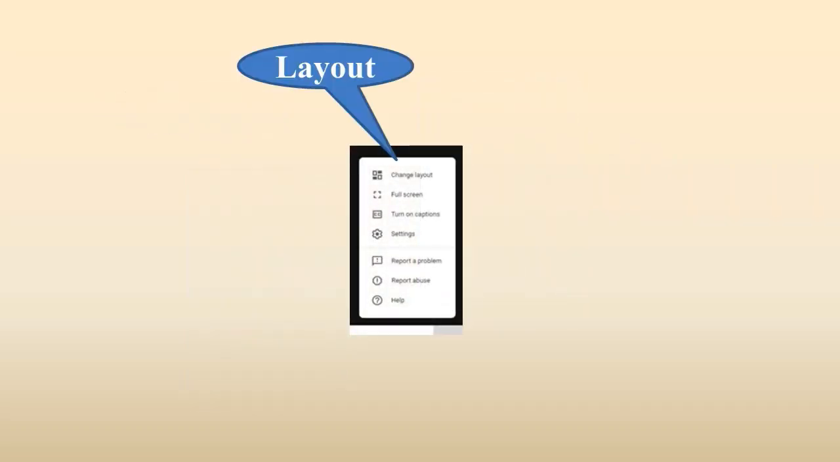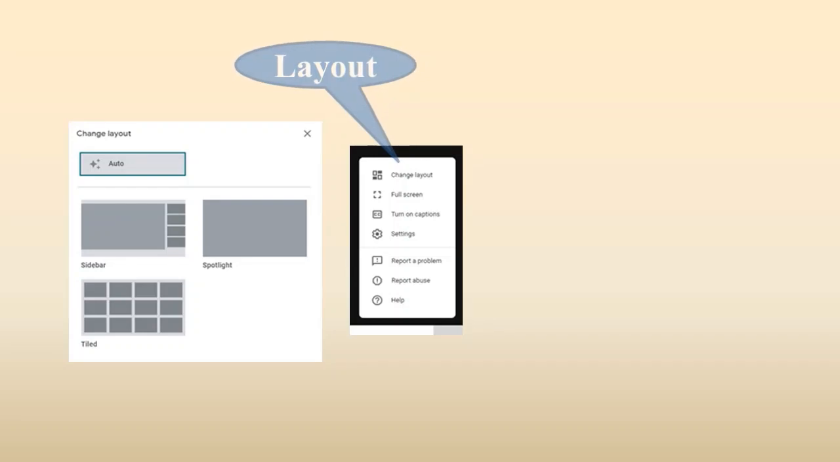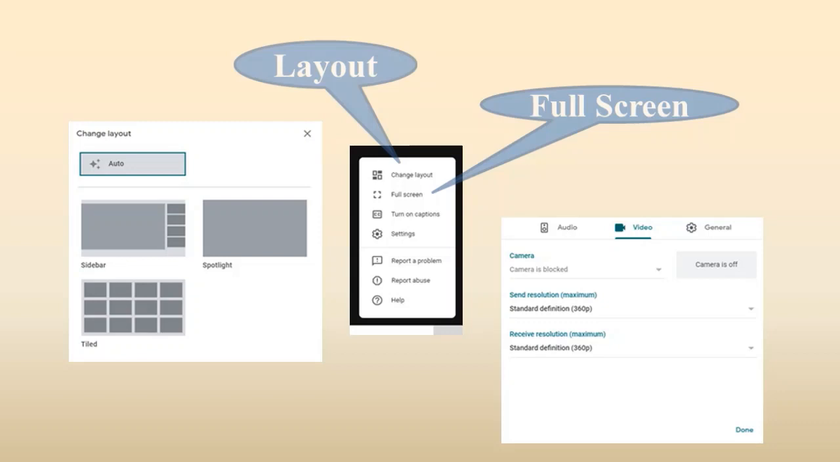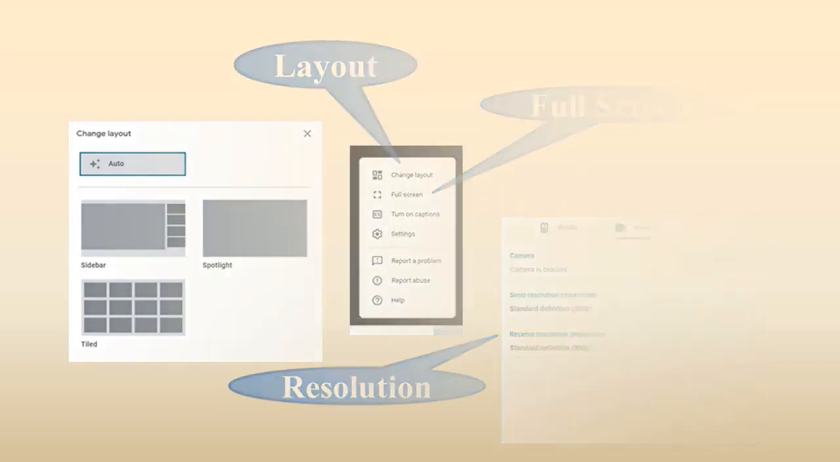If you want to change the layout view or use full screen mode, you need to click on the three vertical dots located at the bottom right corner of the window. Other audio, video and general settings are also available there. Here, video resolution is important. Send and receive video resolution can be set as per your requirement and the data plan available with you. If you set a higher resolution, it will improve video clarity but consume more internet data. I hope the said information will help you to effectively use the Google Meet app.